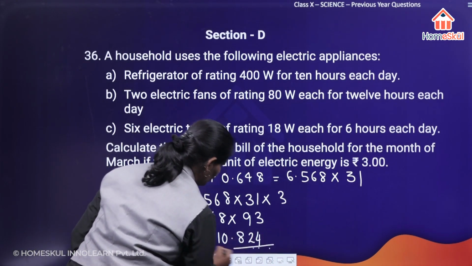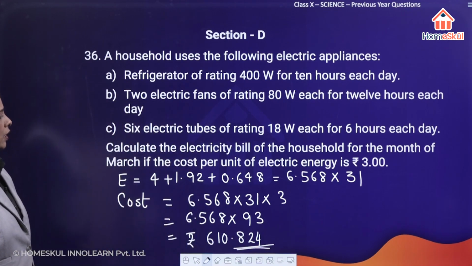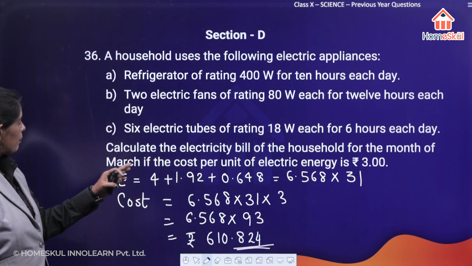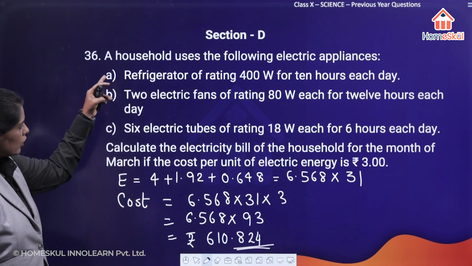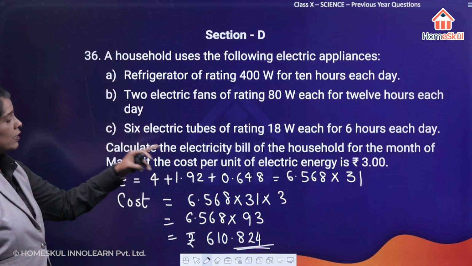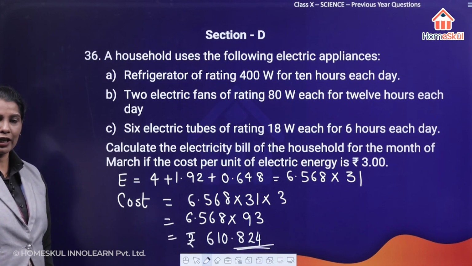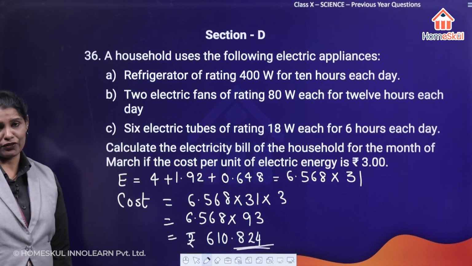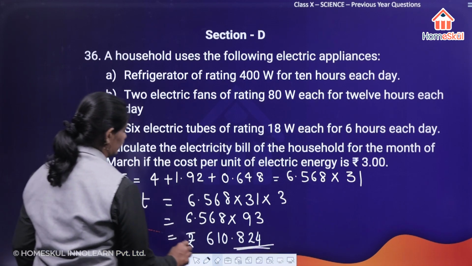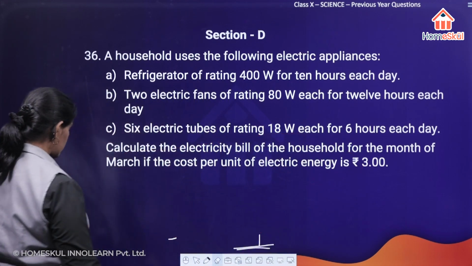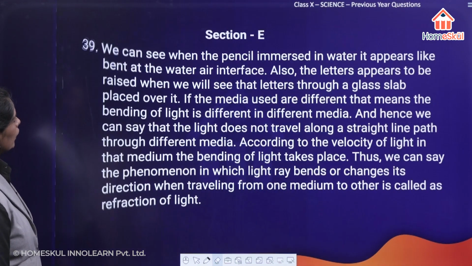Okay, so this is the electricity bill for the month of March for these appliances at the rate of rupees 3 per unit. Clear? So this is how you calculate the electricity bill. Fine. Coming to the next question. Let's go to the next question now.